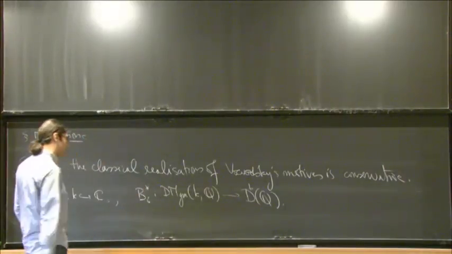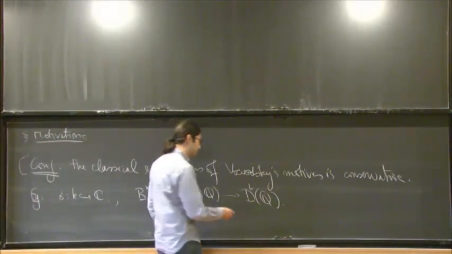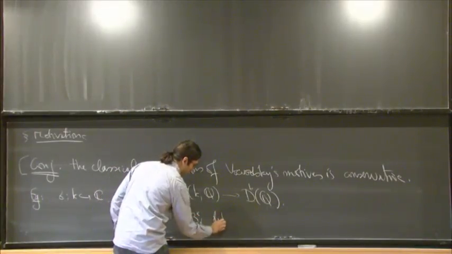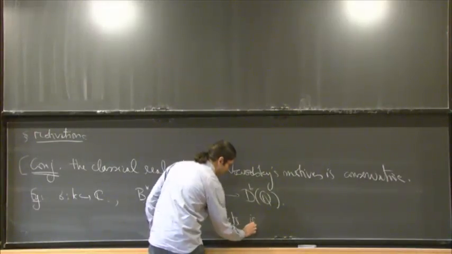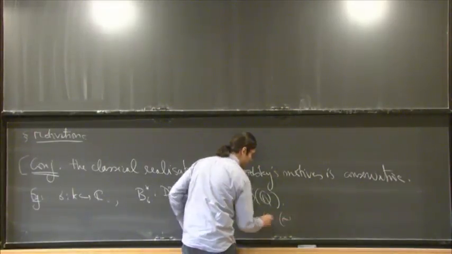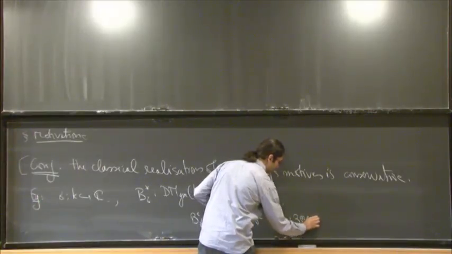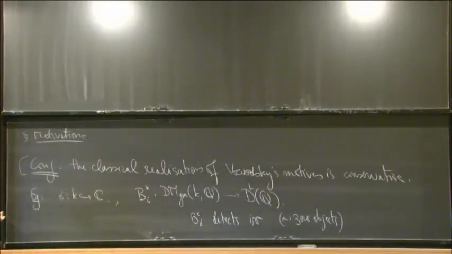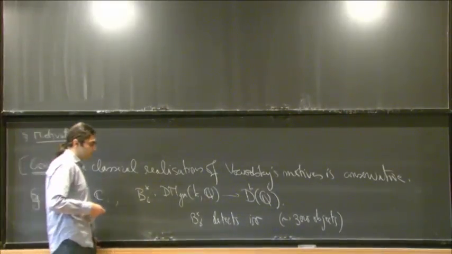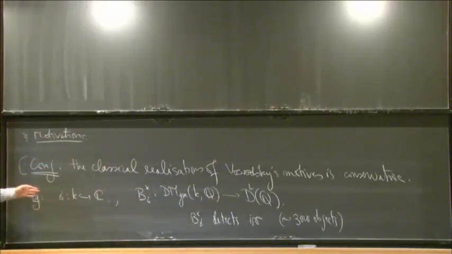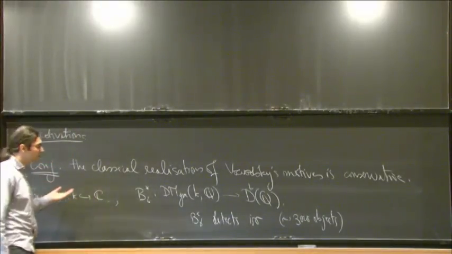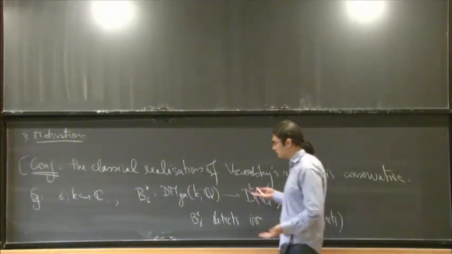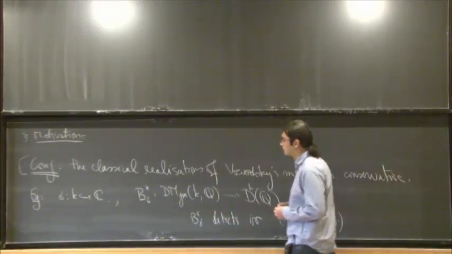And the conjecture is that this functor is conservative, which means that this functor detects isomorphism, which is also equivalent to saying that it detects zero objects. So if you have a motive and you know that it has no cohomology, then this motive should be zero. And of course, when our base field has characteristic zero, then by the comparison theorems, we know that it's enough to treat one of the classical realizations.